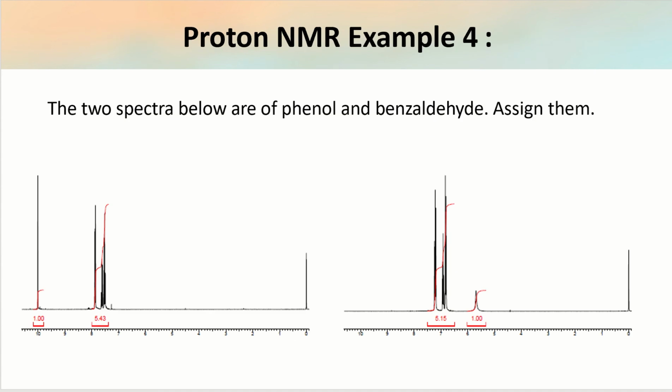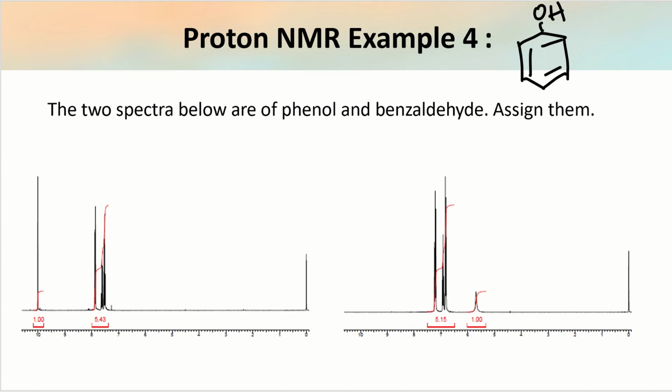All right, so moving on to another example. The 2 spectra below are of phenol and benzaldehyde. Assign them. So phenol would be our benzene ring with a hydroxyl substituent, while our benzaldehyde would be our benzene ring with an aldehyde attached to it, right?